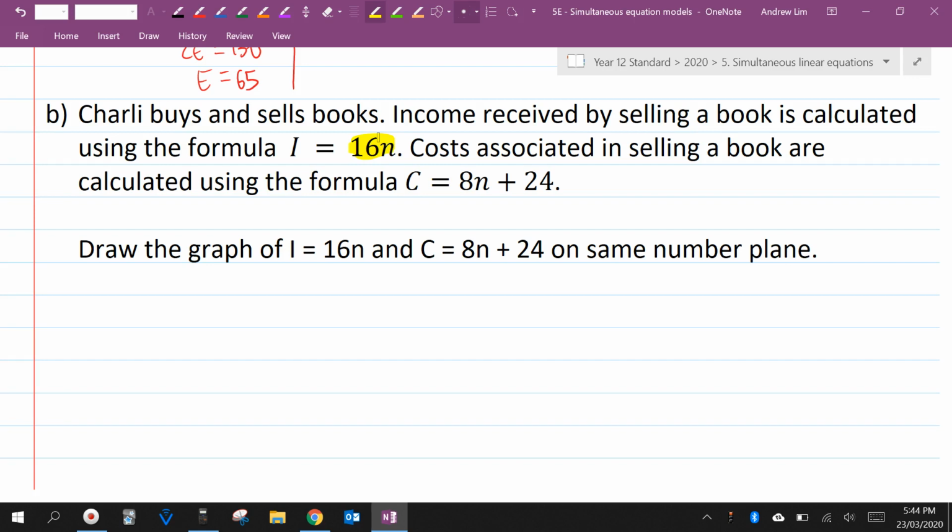Meaning that we will eventually have to find a break-even point. So let's just solve this algebraically. We know that a break-even point is when the income is equal to the cost. Well, here income is 16n. Cost is 8n plus 24. So subtract 8n from both sides. 8n is equal to 24. n is equal to 3. She needs to sell 3 books in order to break even.